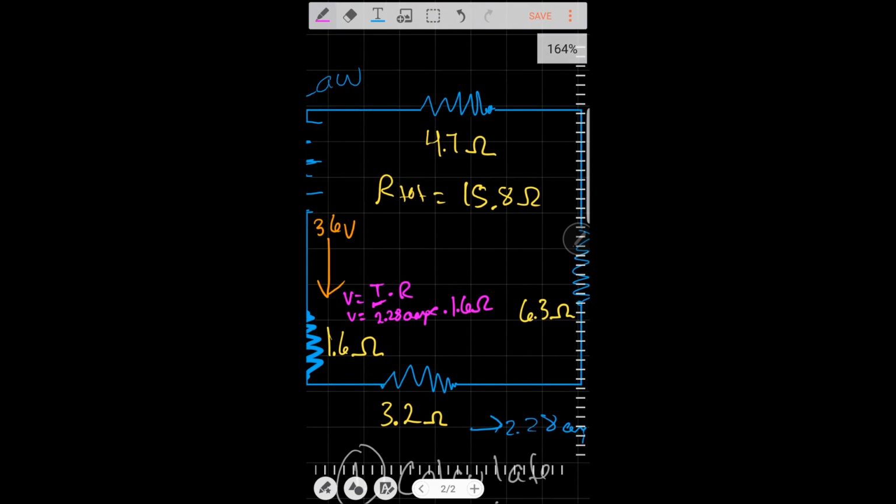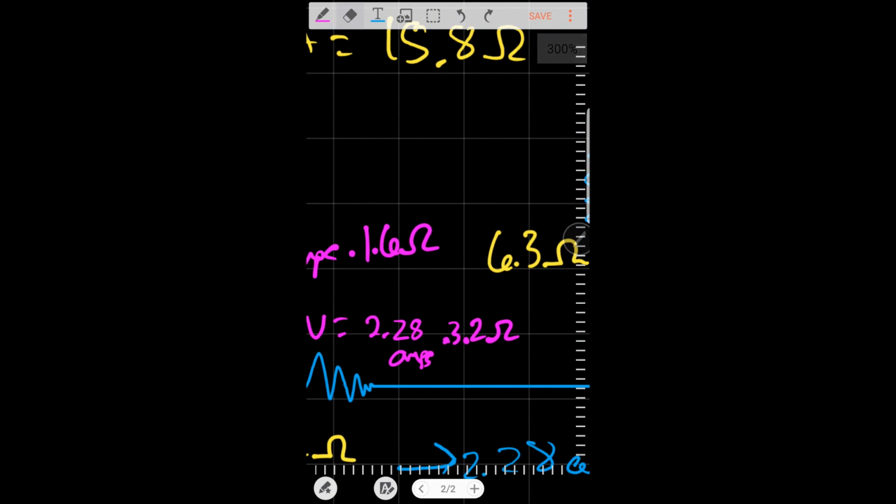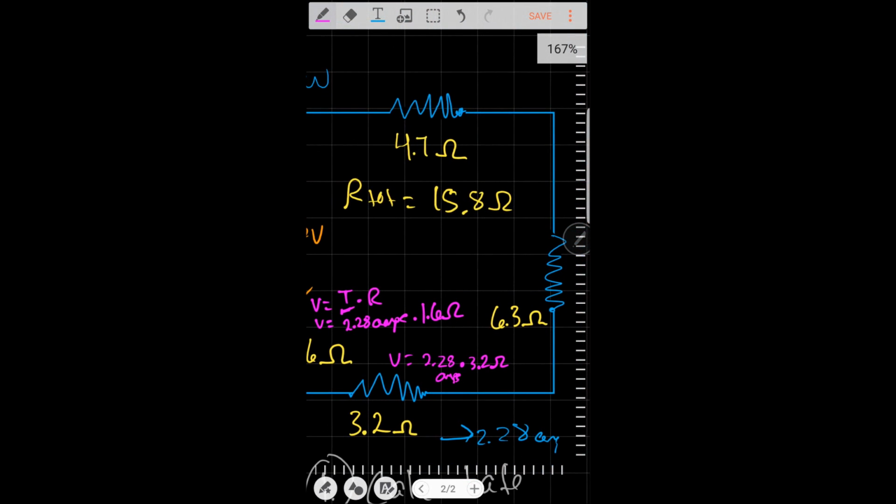Agreed? Over here, it's going to be the same thing. So voltage is going to equal 2.28 amps times 3.2 ohms. Agreed? Because that's what that is. That's saying 3.2 ohms, that's confusing. Let me put that in parentheses here, because that's what that's saying. Let me get rid of that little. Come to the next one here.